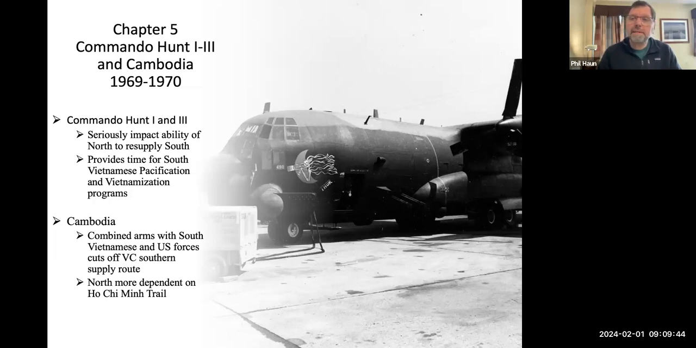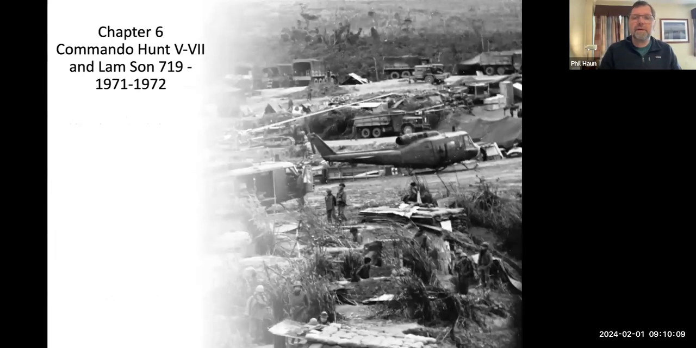So the operations into Cambodia, they do result in some political feedback or pushback for Nixon in the United States, but militarily they're relatively effective, cutting off the supply lines for the Viet Cong in the southern part of South Vietnam, in the Mekong region, as well as in Saigon. And that sets up the next chapter, which is Commando Hunt 5 and 7 in 1971 and 1972, leading up to the Easter Offensive, and the Lam Son 719 raid into Laos that occurs in the spring of 1971.